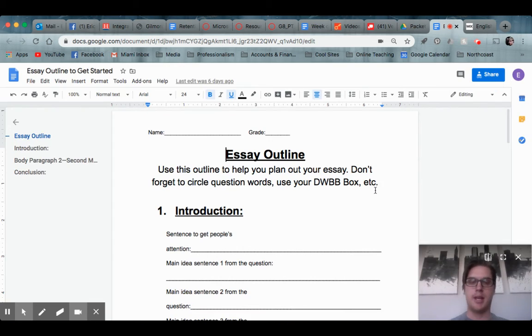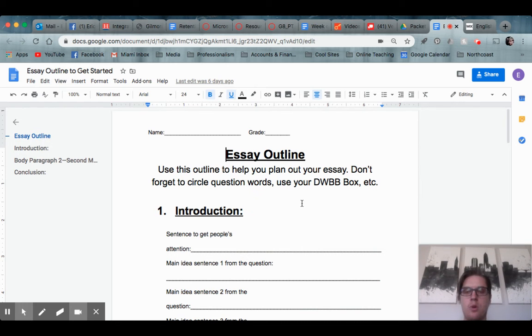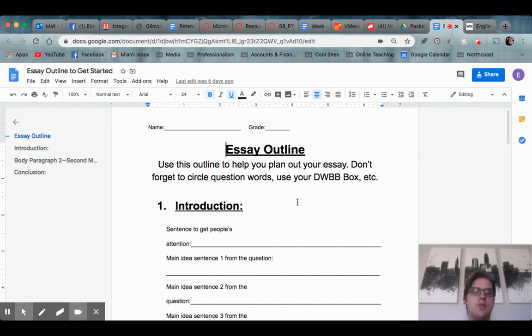All right, so for the essay outline, you can use this for any type of essay, but especially a test question essay, and definitely for Article 2, because this is what I want you to use in this packet, Article 2, packet number 2. So for the outline, it says obviously plan out the essay and don't forget to circle question words and use your DWBB box, etc. All the stuff on that list of strategies that I gave you before, definitely keep doing that because that's like a step-by-step instruction on what to do.